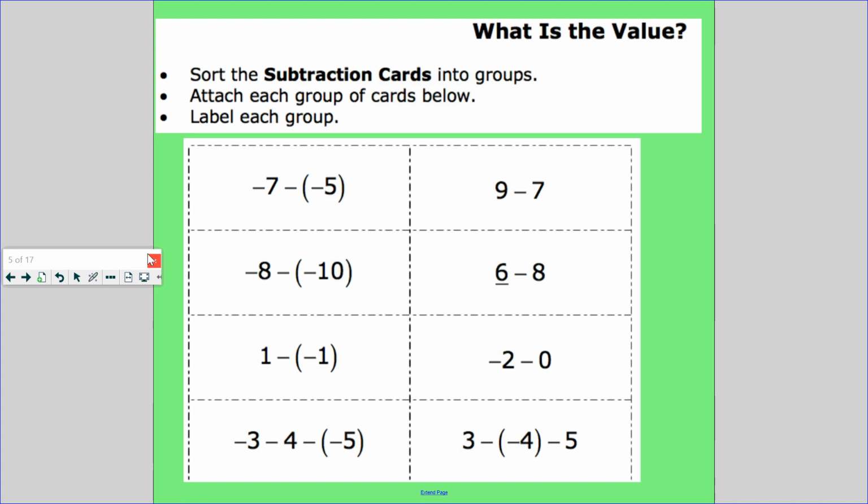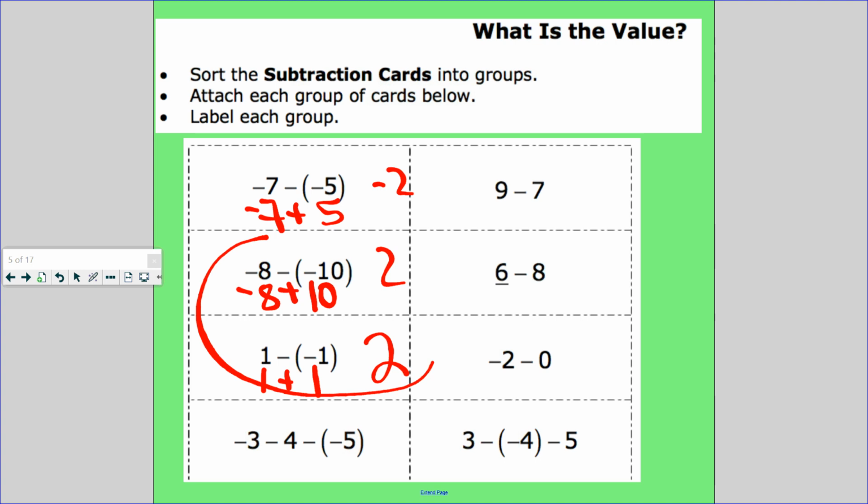its partner. So -7 minus -5. Can you find another card that is equal to that? Well, let's use the shortcut. Keep the -7. Turn subtraction to adding. Opposite of -5 is 5. That's -2. -8. Add the opposite. Opposite of -10 is 10. -8 plus 10, more positive, 2. Next one, keep the 1. Turn subtraction to adding. What's the opposite of -1? 1. 1 plus 1 is 2.